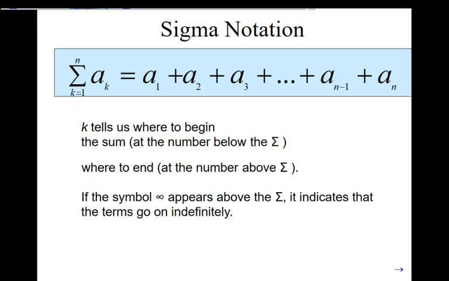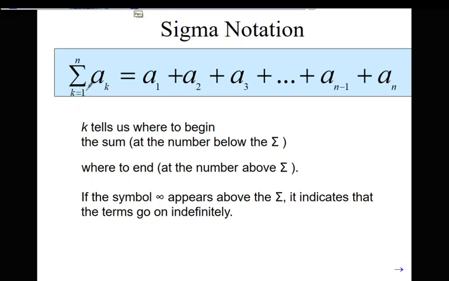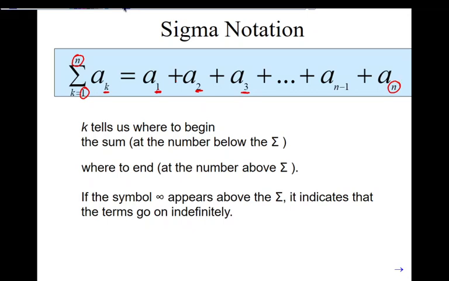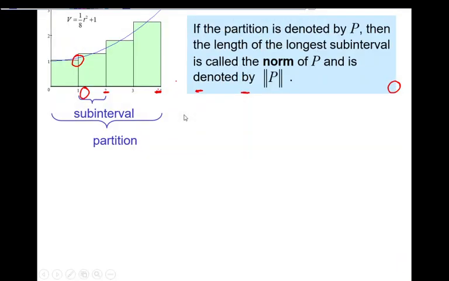And if the symbol infinity appears, it indicates the terms go indefinitely, or we have an infinite number of terms. But you can see here, k is 1, so we start at k is 1. And so we take a1 plus a2 plus a3, and we keep adding until we get all the way to an, and that's where we stop. Okay, so this idea of adding a bunch of things up is what we've been doing with rectangular approximation. We'll find the areas of all those rectangles and then add them up to find the approximate area under the curve. We've kind of been doing it without really thinking about the notation itself.